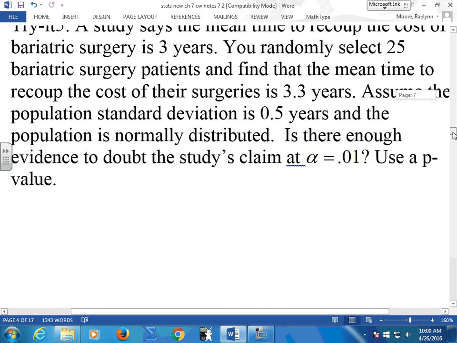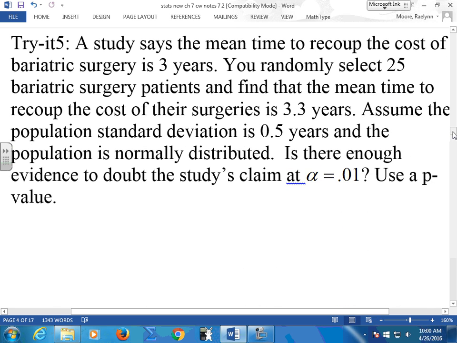So, here we go. A study says that the mean time to recoup the cost of bariatric surgery is 3 years. You randomly select 25 bariatric patients and you find their mean time to recoup the cost of their surgery is 3.3 years. You assume your population standard deviation is 0.5 and your population is normally distributed. Is there enough evidence to doubt the study's claim? Now look how they wrote this. To doubt the study's claim. What is the study's claim?